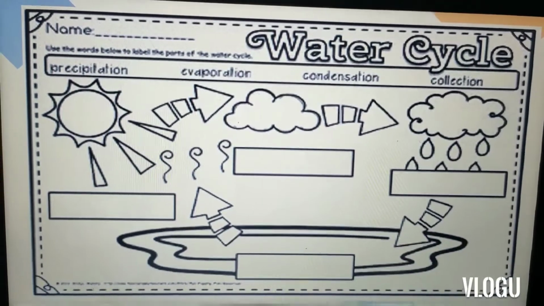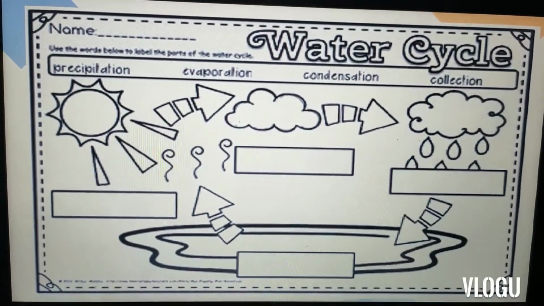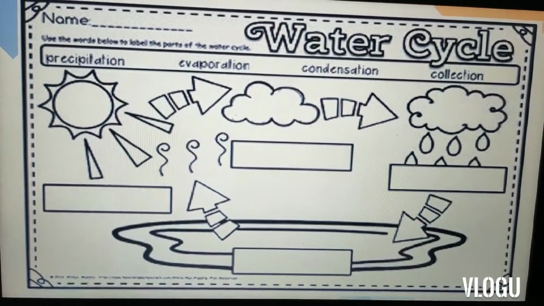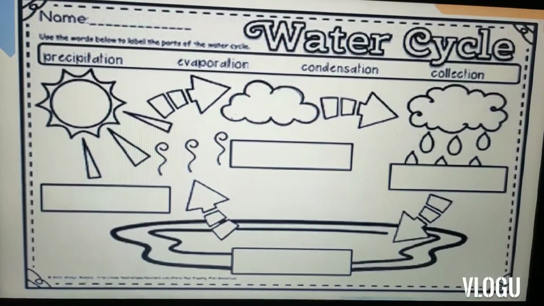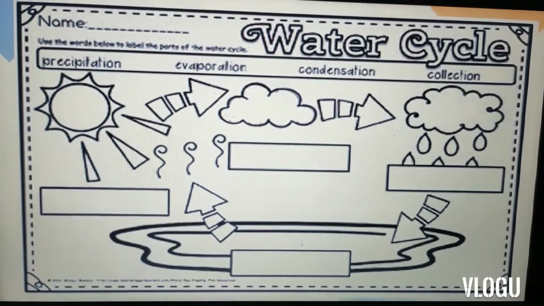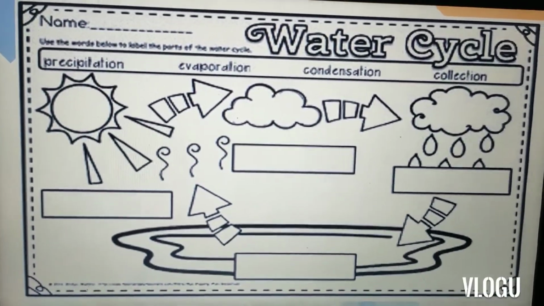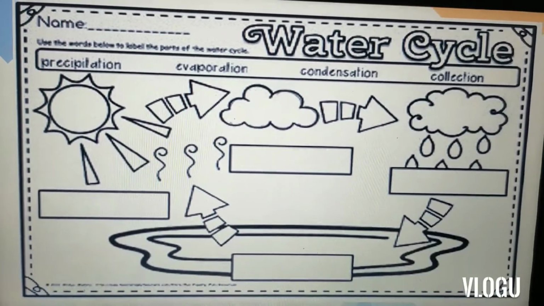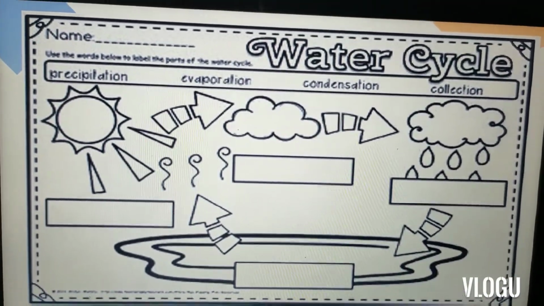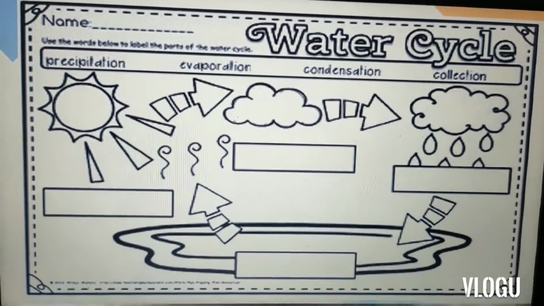If you don't have a printer, if you can't print this at home, not to worry. Like I said, we can just draw it on a piece of paper. You don't have crayons, you don't have markers, it's fine. What we could do is just draw it and then mark it. That means you just label it. Label the process of the water cycle.